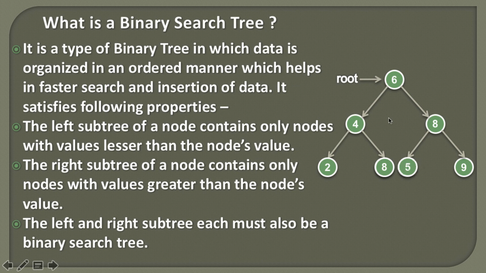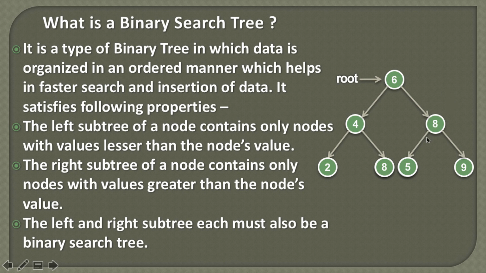And similarly, if I take a value of 5 here, then you can see that if we are at node 8, then if we go to its left, we see that the value of 5 is lesser than 8, and if we go to its right, then we have node 9 and the value of 9 is greater than 8. So 8 satisfies these two properties.